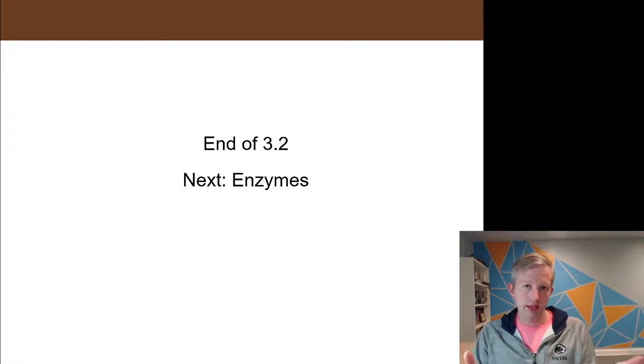So that is the end of this intro into proteins. We'll dig more deeply into it with enzymes in the next section. If you have questions, let me know.